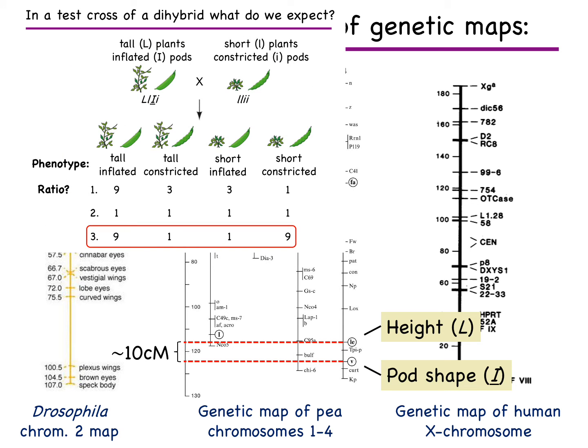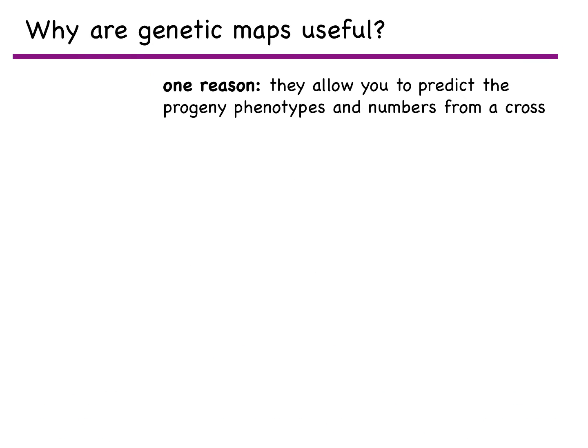So if we go back to one of the slides I gave you in the very first lecture, I told you that the correct answer from this cross would be that you should see a 9:1:1:9 ratio. And the reason you see that ratio is, again, because only 10% of the progeny would be recombinants. So if you look at this ratio, that's also consistent with the idea that 10% recombination is taking place in this cross.